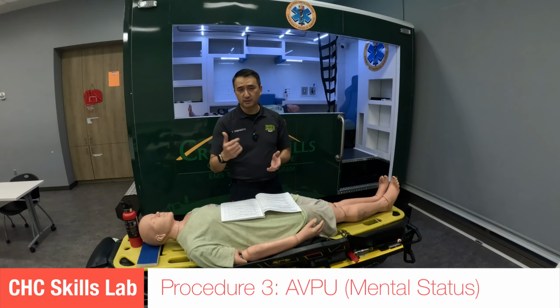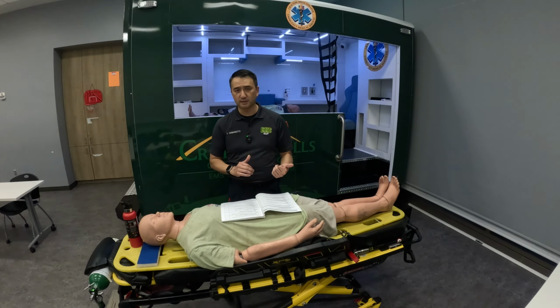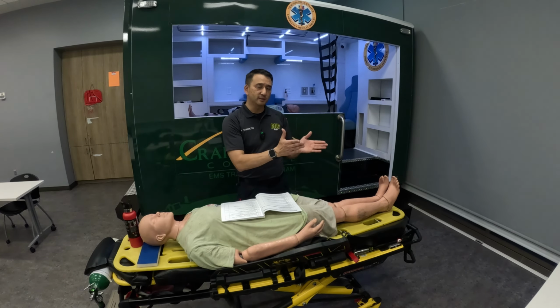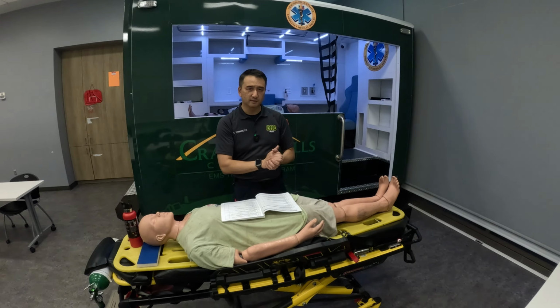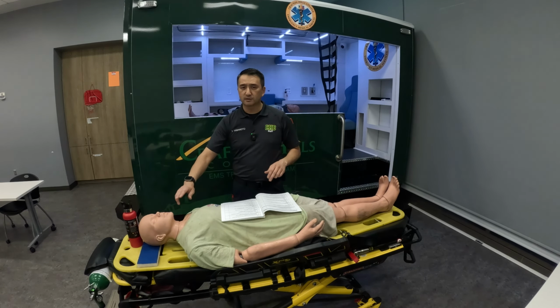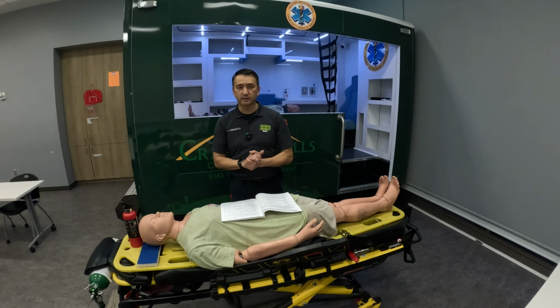This is your first decision tree you have. If the patient is alert, or responds to verbal or painful stimuli, you check ABC, airway, breathing, circulation. If the patient is unresponsive, you go CAB, circulation, airway, breathing.